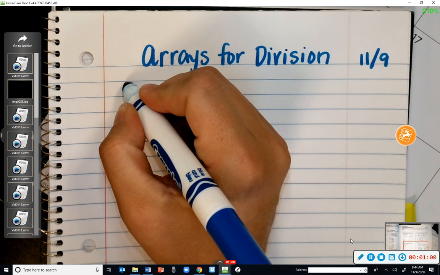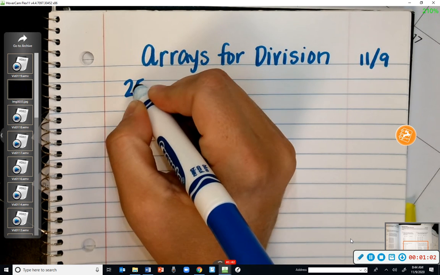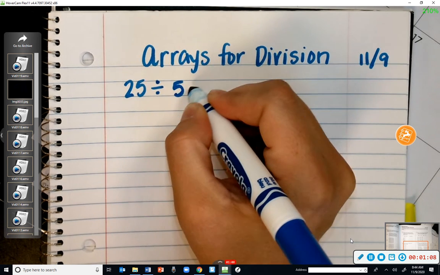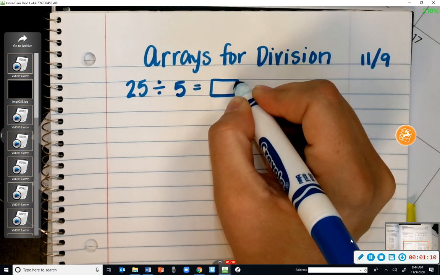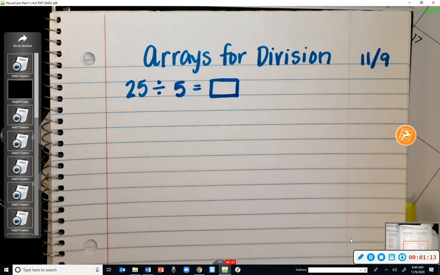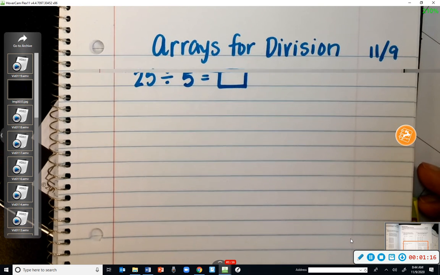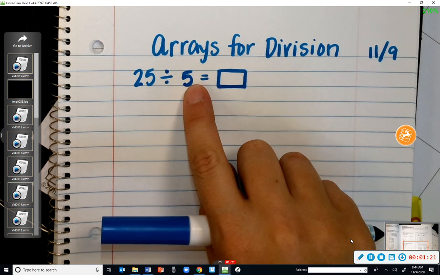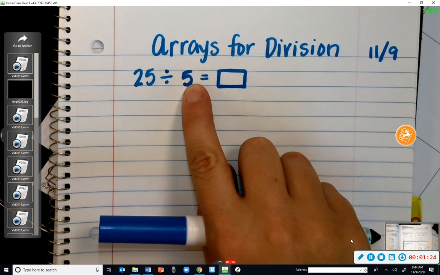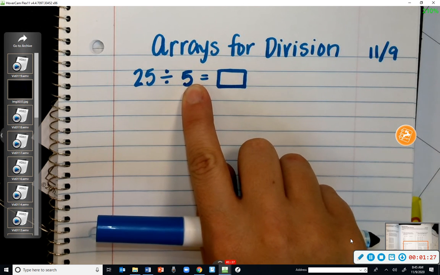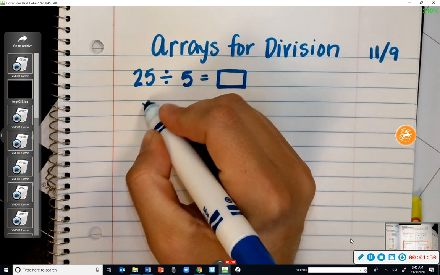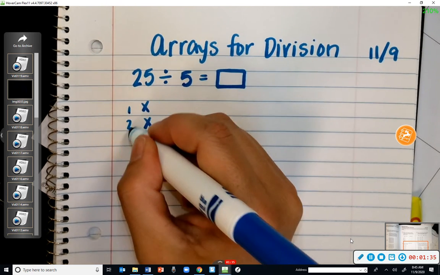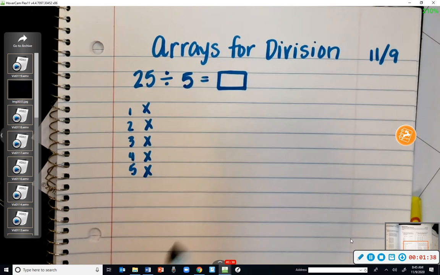Okay, so let's start with 25 divided by 5. So how I would make an array for a division problem, this number right here tells you how many rows we're going to make. So I'm going to make 5 rows. One, 2, 3, 4, 5. So that's my divisor.